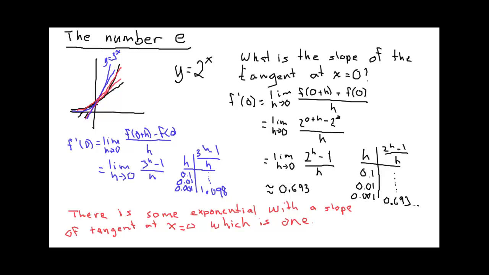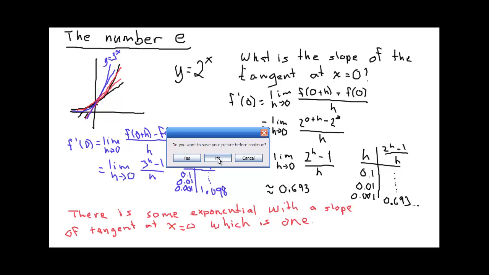Okay, so I'm going to start a new page. What do we know about this exponential? We know the exponential must be between 2 and 3. And actually, this was 0.693, this was 1.098, which probably suggests it's a little bit closer to 3. So, guess what? That number is going to be the number e.